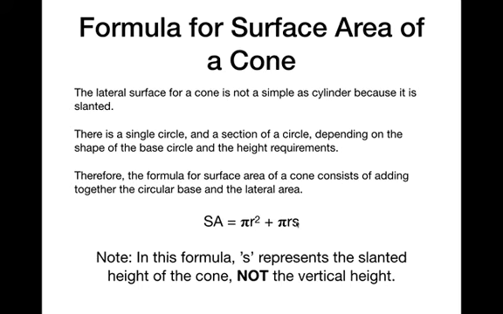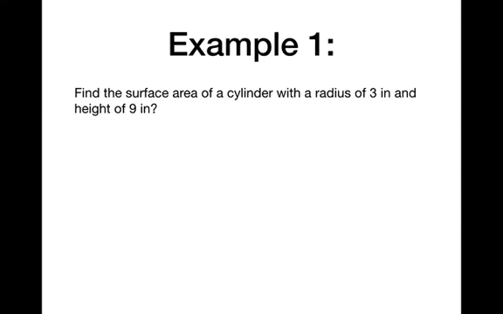In this lesson and in the questions I've given you, I'll always give you information about the slant height, not the vertical height. Okay, so there we go. All right, so let's get into some examples. For this first one, we're just going to find the surface area of a cylinder with a radius of 3 inches and a height of 9.